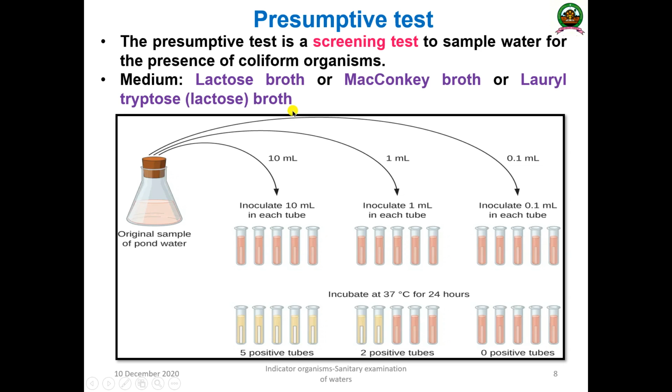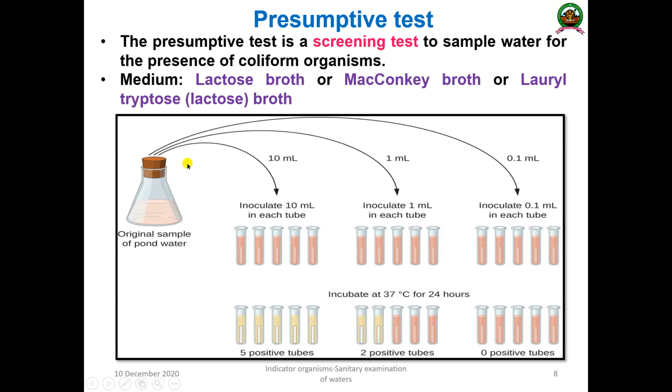Okay. So the presumptive test is a primary screening test of the water sample for the presence of coliform organism. First day itself, you are going to get an indication whether these fecal coliforms are present in the water you are going to drink. The presumptive test is a screening test of the water sample for the presence of coliform organism.